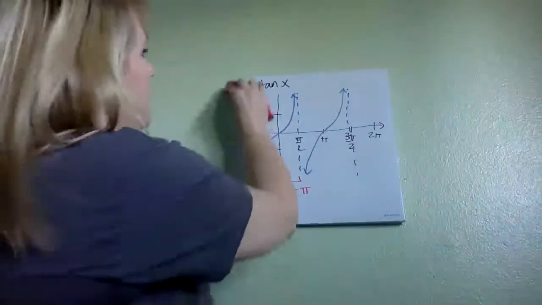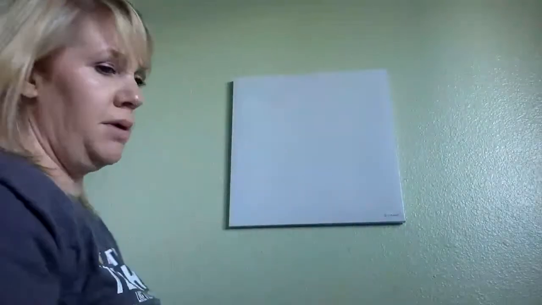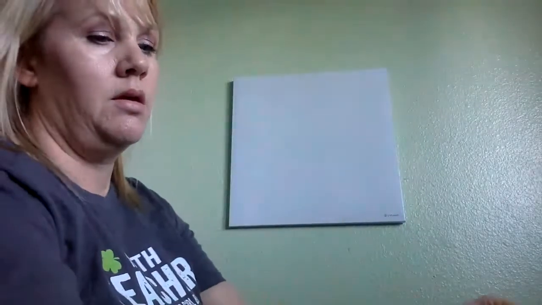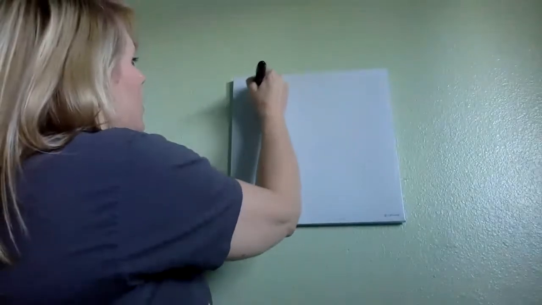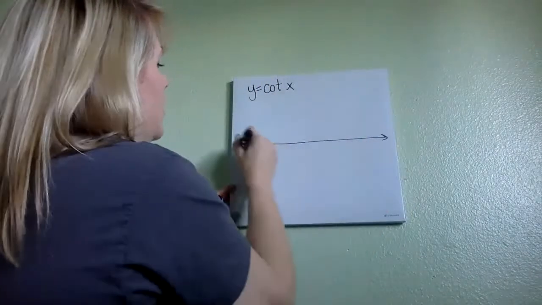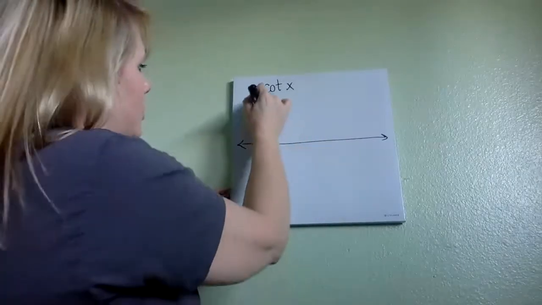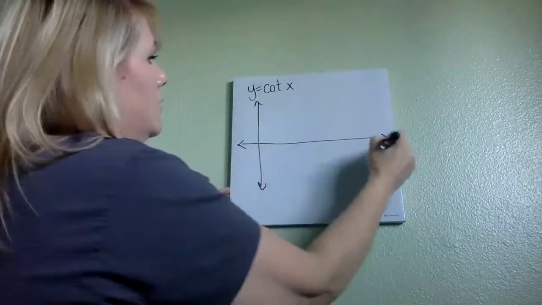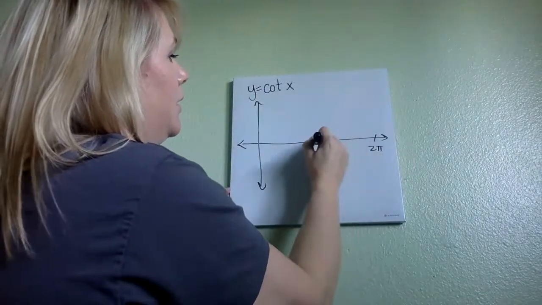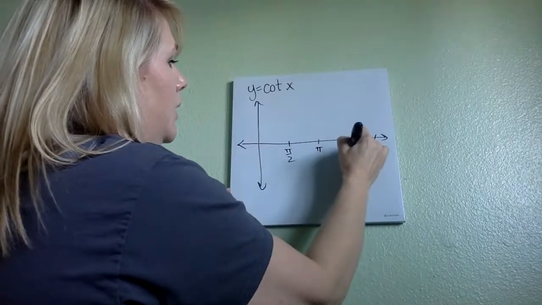I'm going to erase that and we'll look at the cotangent. Very similar. The cotangent looks similar to the tangent. They're reciprocals, so they have a similar shape. I'm going to go here like this. So same thing, 2 pi out here, pi in the middle, pi over 2, 3 pi over 2.